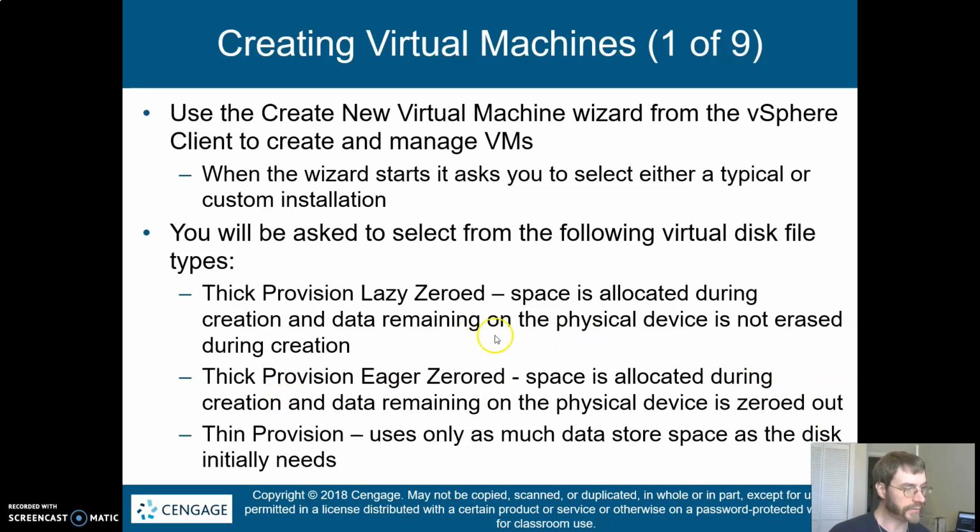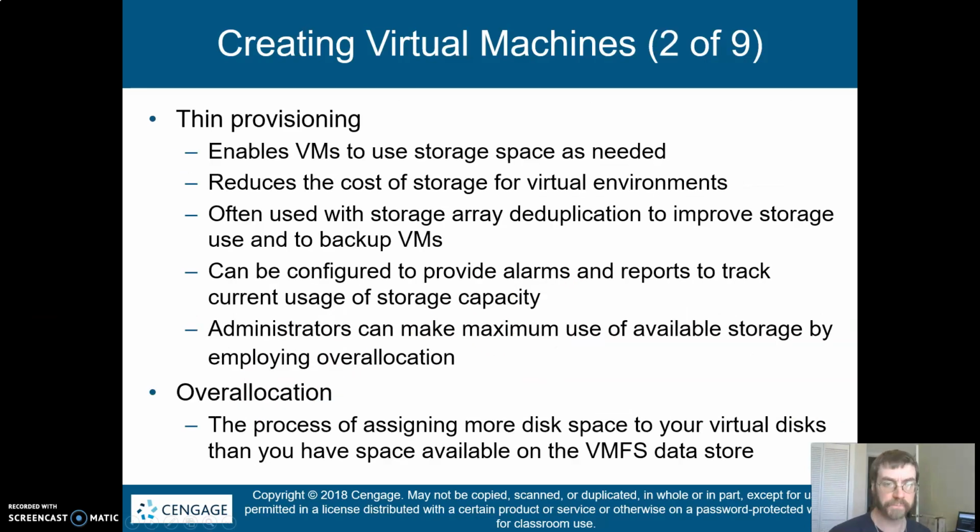These are your choices. So, thin provisioning allows your VMs to use the storage space they need, and not necessarily the storage space you tell them they're going to have. It reduces our costs. It can help with storage array deduplication. You can configure alarms and reports to make sure that you're not at risk of over allocating your capacity. This also allows a little bit of overcommitment, but not over delivery, shall we say?